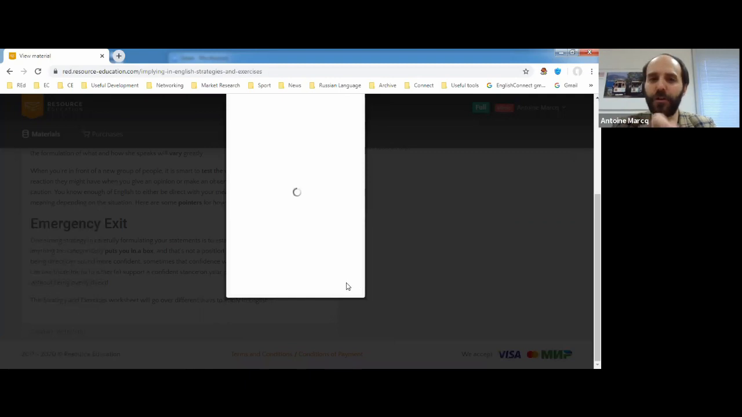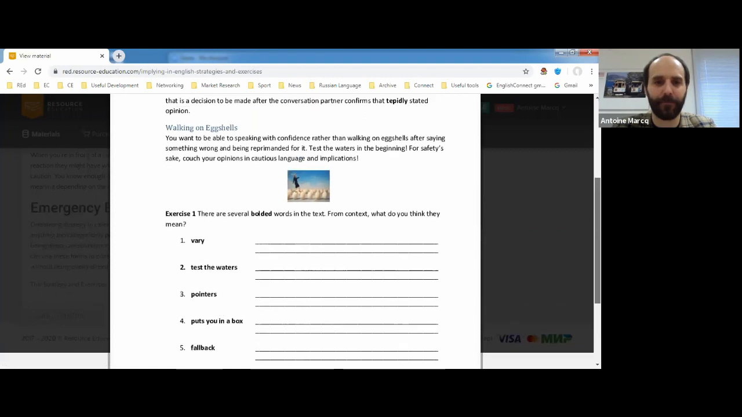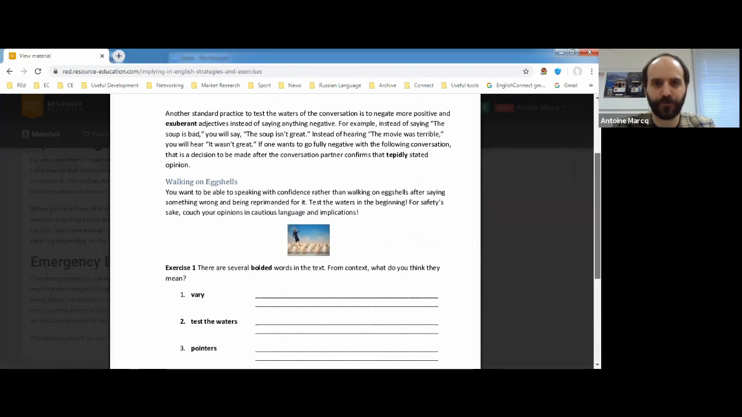So I'll quickly show you the third page. The third page of this document is a conclusion. Again, there's more on negation. So for example, instead of saying the soup is bad, you'll say the soup isn't great. Negation helps in that way. The movie was terrible. It wasn't great.